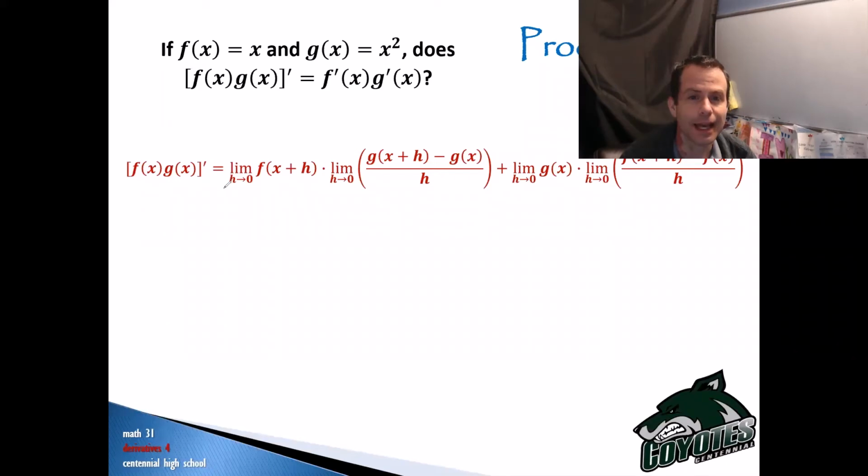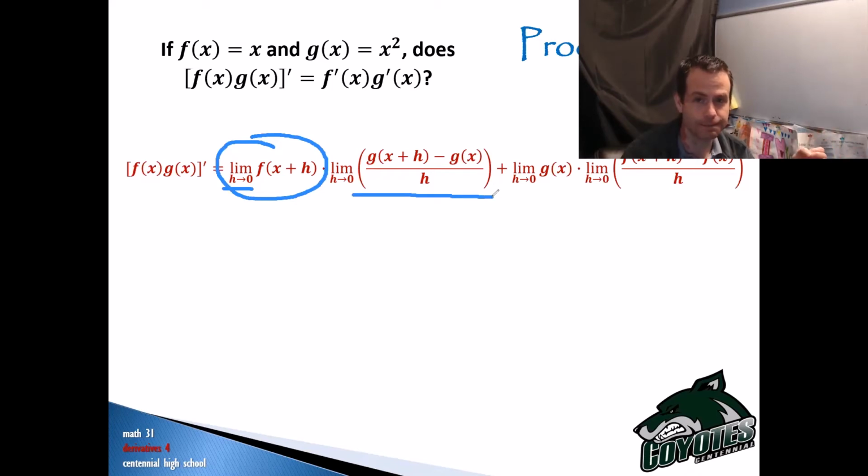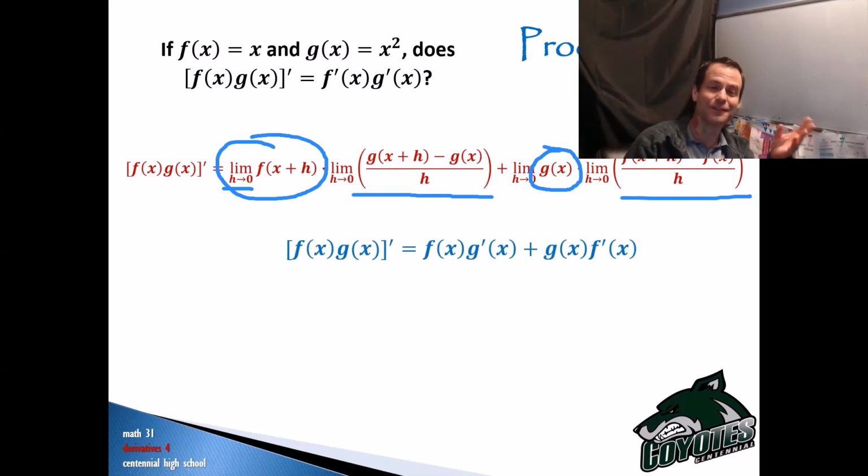Now, why would I do that? Well, because now I'm looking at h approaches 0. If h approaches 0, this just becomes f of x, right? This is the derivative of g of x. This is g of x. And this is the derivative of f of x. So, y'all still with me? So we've got the derivative of f of x times g of x will equal f of x times the derivative of g of x plus g of x times the derivative of f of x.